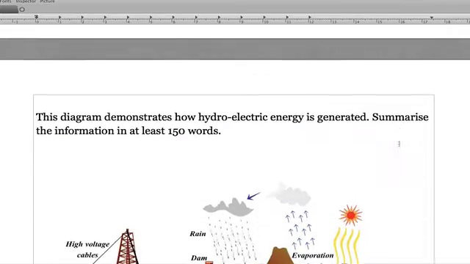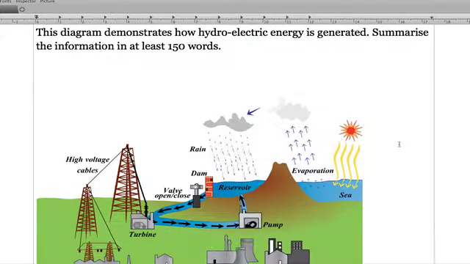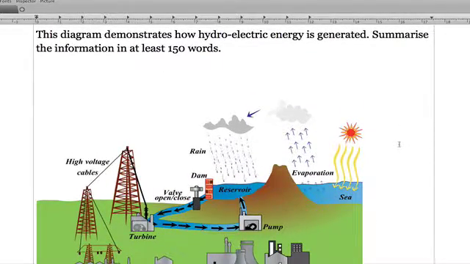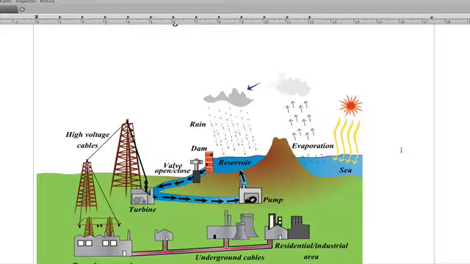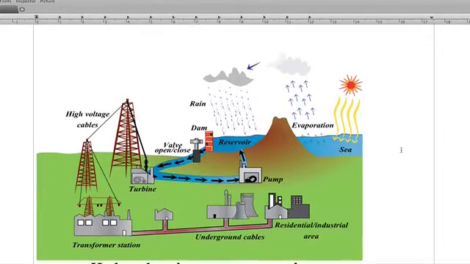So today we are going to look at this Task 1 diagram. The task description reads, "This diagram demonstrates how hydroelectric energy is generated. Summarize the information in at least 150 words." Okay, so very straightforward. Now the diagram itself.